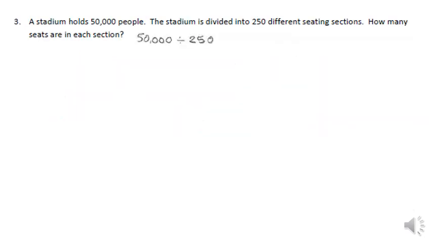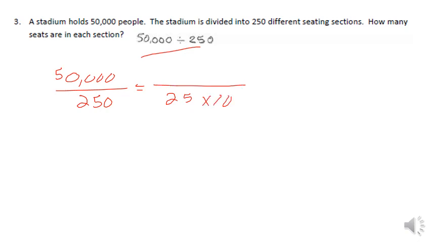Question number 3. A stadium holds 50,000 people. The stadium is divided into 250 different seating sections. How many seats are in each section? Okay, well, you can see they have it written here as a standard division. I'm going to write it as a fraction with 50,000 over 250. And I can see I can take a multiple of 10 out of there because that'd be 25 times 10. And if I take the 10 out of here, I'm going to have 5,000 times 10. And I can take out the common ones.